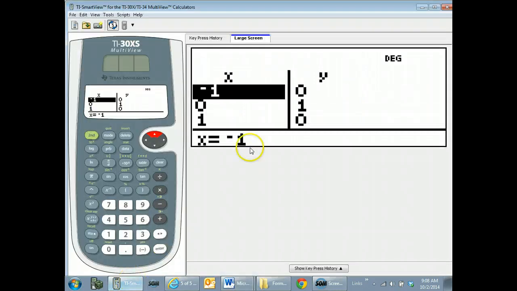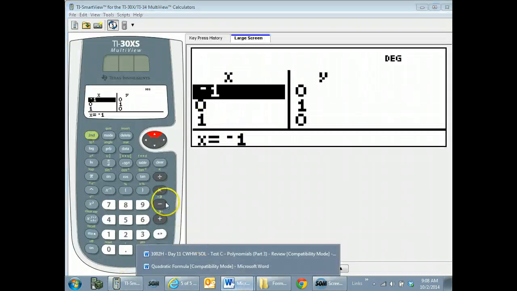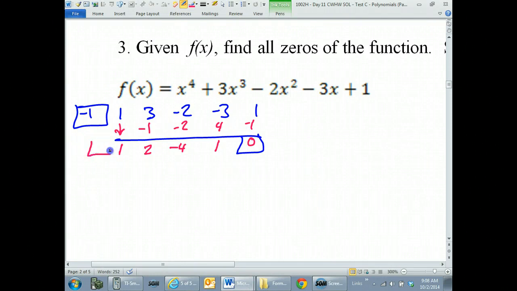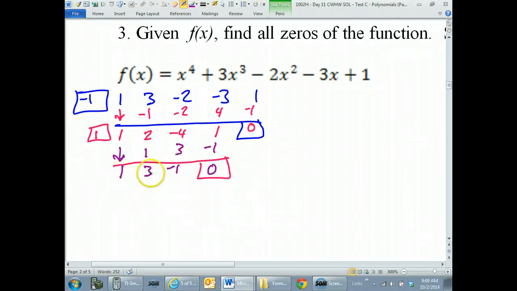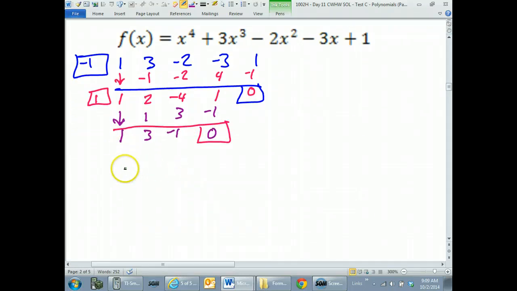So remember, we also had a 0 at +1, so let's go ahead and do that. So I'll go ahead and use my 0 of +1. All right. Multiply 1, add 3. Multiply 3, add -1. Multiply -1, add 0. Once I get down to a trinomial, I'm golden. Okay. So this is x squared plus 3x minus 1.